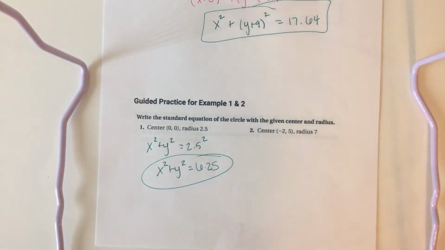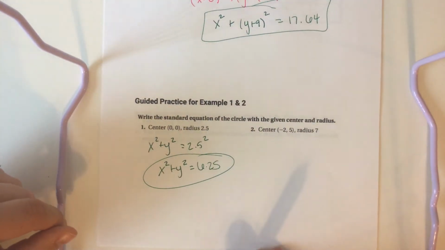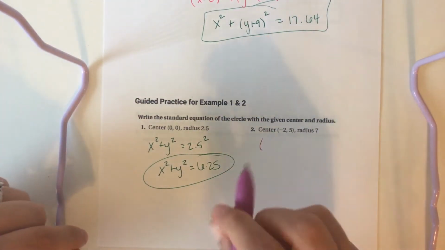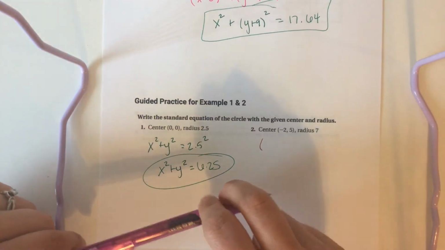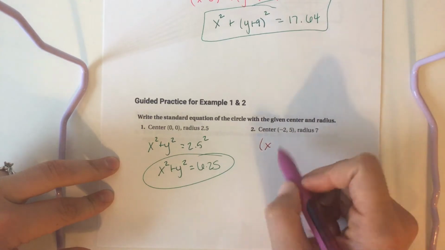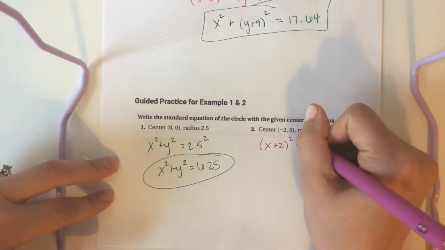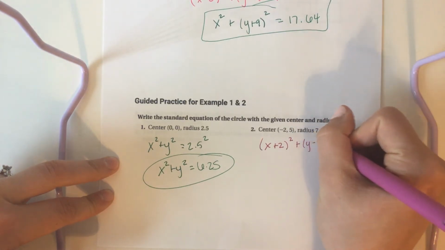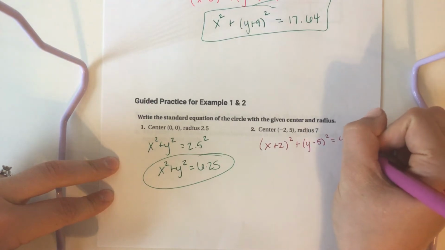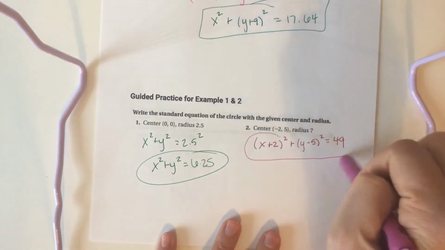Number 2 is a little bit more difficult, but not really. We're going to go back to that standard form of the equation that I told you guys to make sure you knew, have it written down. (x - h)^2 + (y - k)^2. We're going to have x - -2, which changes to (x + 2)^2, and then (y - 5)^2 equals radius squared. 7^2 is 49. And that should be your answer for number 2.